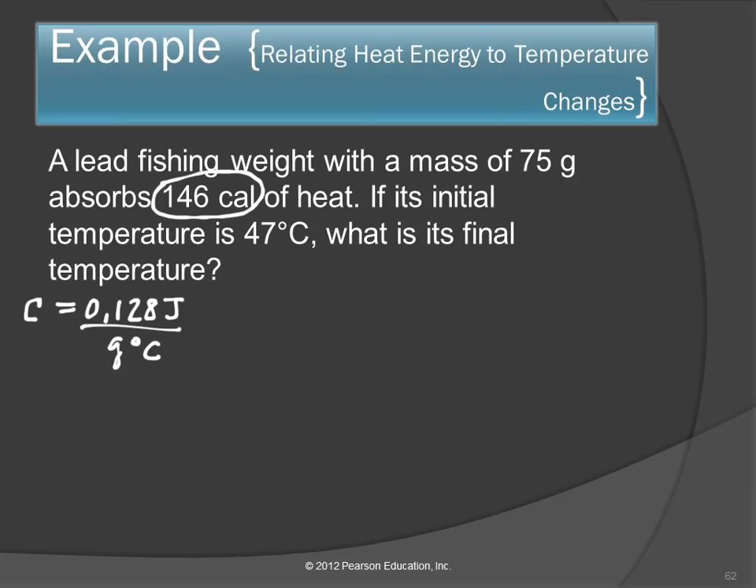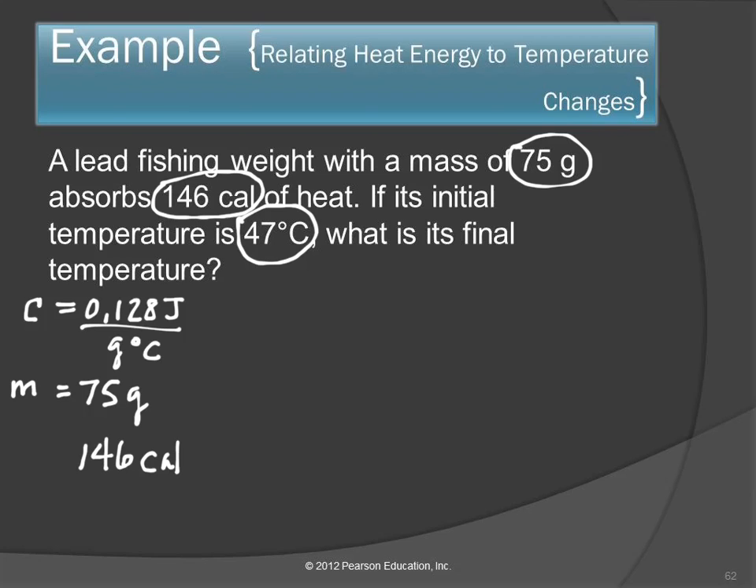146 calories. Those units are important. 75 grams, 47 degrees Celsius. So let's write these guys down. 75 grams, what is that? That's a mass. Even if it didn't say mass of, we should know that gram is a unit of mass. Gram only measures mass. 146 calories. What is that? That's heat. That's the Q. And then we have 47 degrees Celsius. Well, obviously that's a temperature.